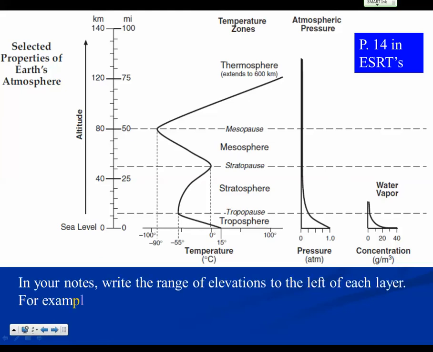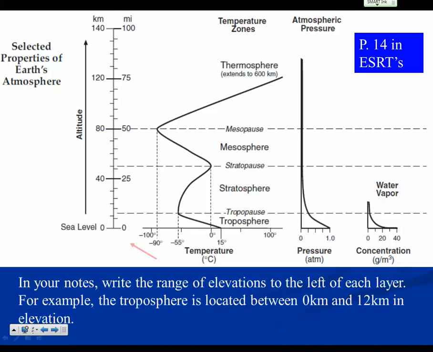And I'd like you to take a moment, you can pause the video if you're doing this at home, to just write the range in kilometers to the left of each layer. For example, the troposphere is located between 0 and 12 kilometers. That's an estimation. You can see on the left-hand side, the marks go by 10-kilometer increments. And the right-hand side, they go by 5-mile increments. But if you could just take a moment and write where all the dashed line tropopause, stratopause, mesopauses stop in terms of their elevations. Okay, I'll wait for you.